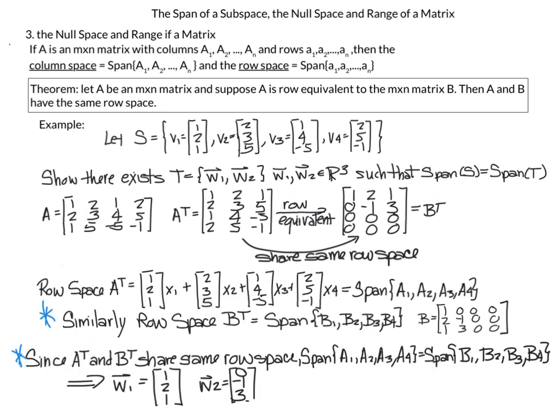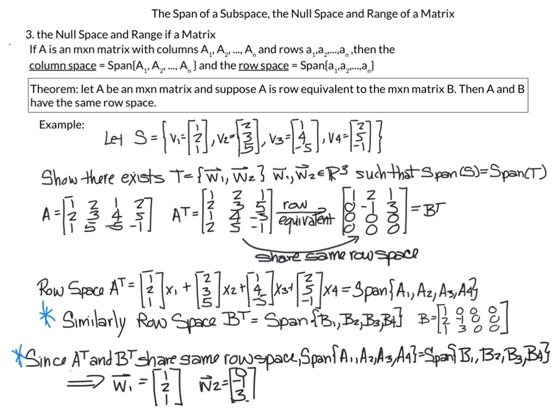Now if A transpose and B transpose share the same row space, then the span of A, the original vectors, is equal to the span of B. If this is B transpose, then this is B. And therefore, the span of B can be rewritten with just 2 vectors, 1, 2, 1, and 0, negative 1, 3. There was a small jump here: A transpose and B transpose share the same row space implies the span of the columns of A is equal to the span of the columns of B.